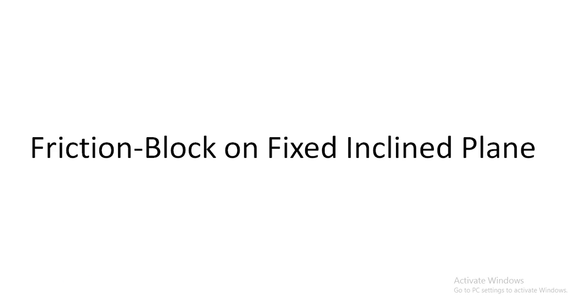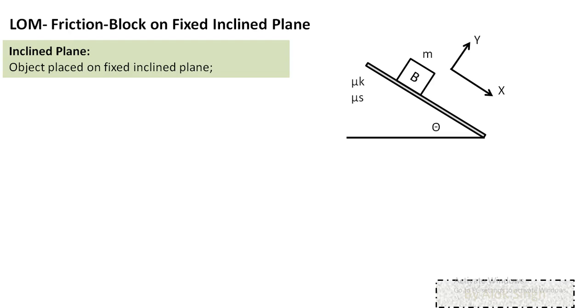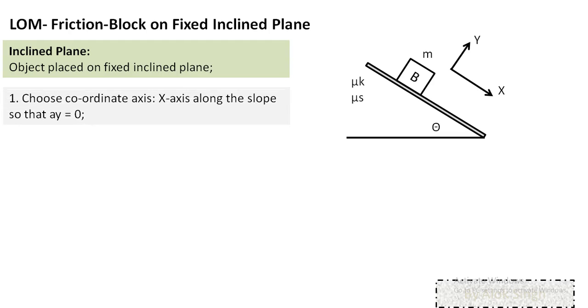Hi, so this part of the video lecture is on the topic of laws of motion, and we continue with friction, and this time we'll take a block placed on a fixed inclined plane. So what is the method we follow to solve the questions related to a block placed on a fixed inclined plane? This is the typical sequence of steps.